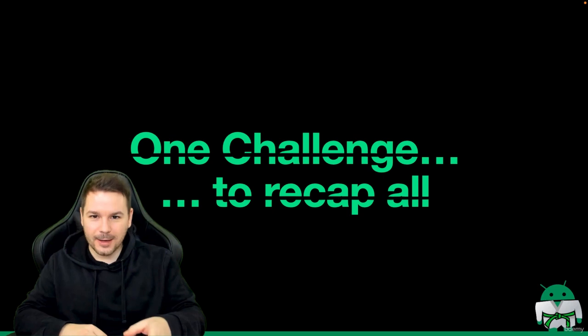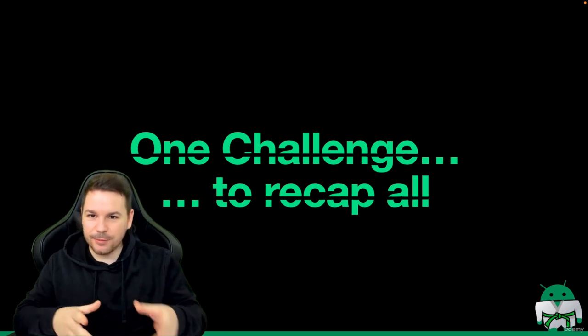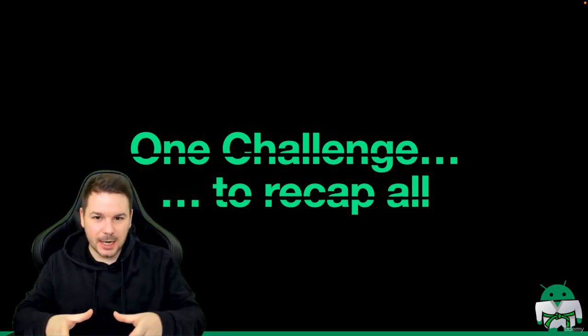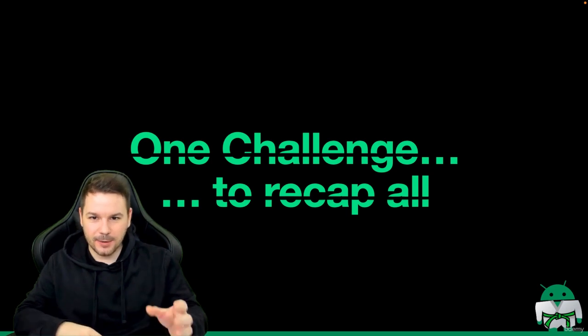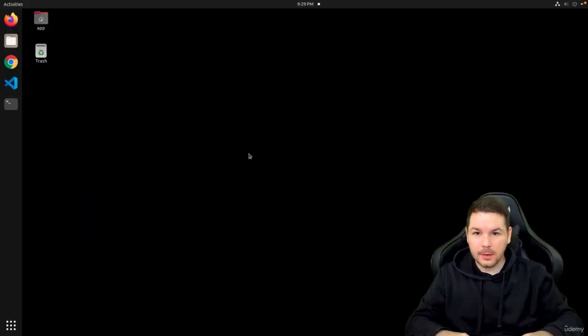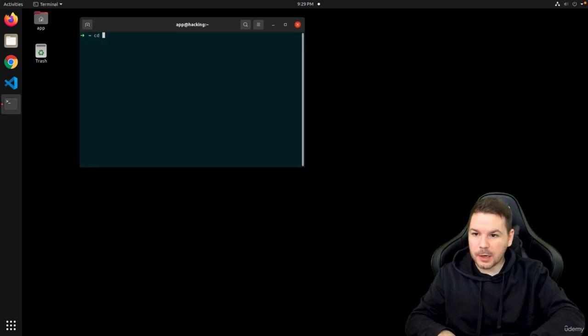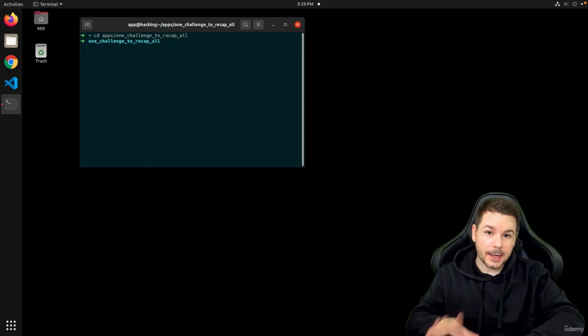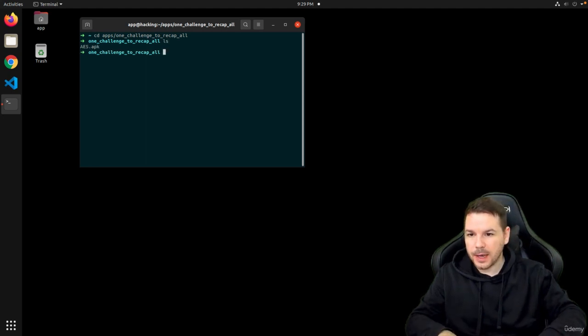Alrighty? Okay. So therefore I would suggest let's have a look into this application. What is this challenge about and how to deal with this one? Alrighty? Let's go. Okay, so here we are back at the Ubuntu VM and now let's have a look into this challenge to see what we are facing right now. So I have already created a directory within apps, one challenge to recap all. And as always, you can find this challenge as an attachment of this section. So here we have it, and it's named AES.apk.